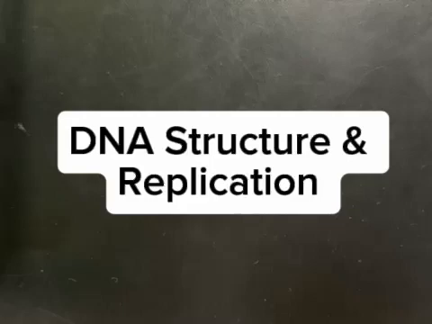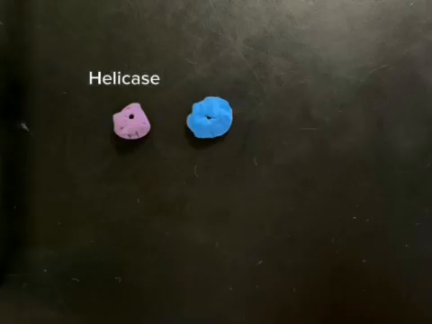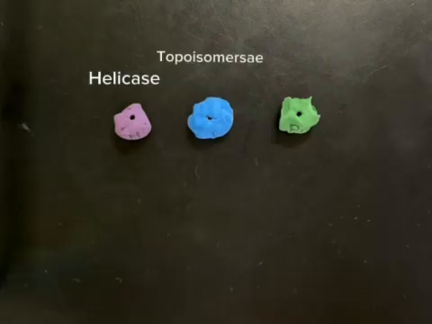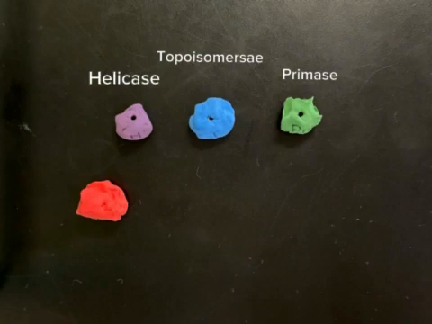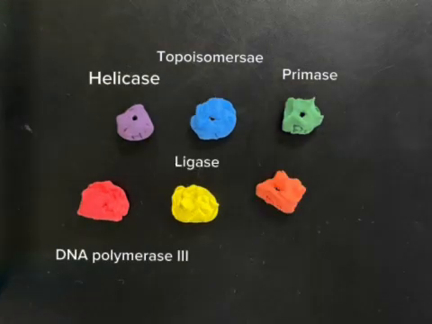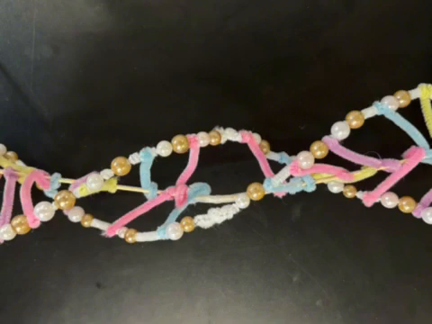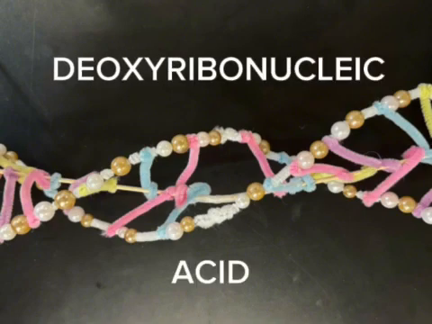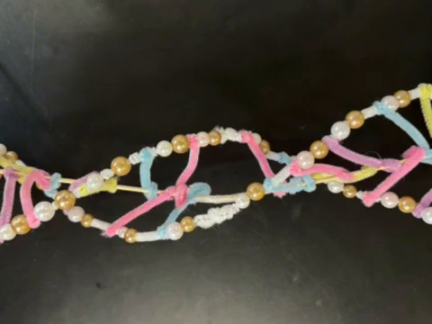The process of DNA replication involves 6 enzymes consisting of helicase, topoisomerase, primase, DNA polymerase III, ligase, and DNA polymerase I. DNA stands for deoxyribonucleic acid. The structure of DNA is represented by a double helix structure.